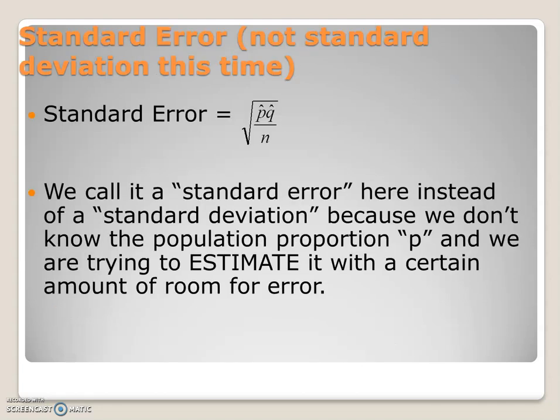Now we're talking about standard error and not standard deviation. The reason we are doing that is because we don't know the sample proportion. We're using an estimate, so we call it standard error instead. This allows us to estimate with a certain amount of room for error. So notice it is the same formula as it was for sample proportion. It just uses P hat and Q hat instead, and we call it standard error, not standard deviation.